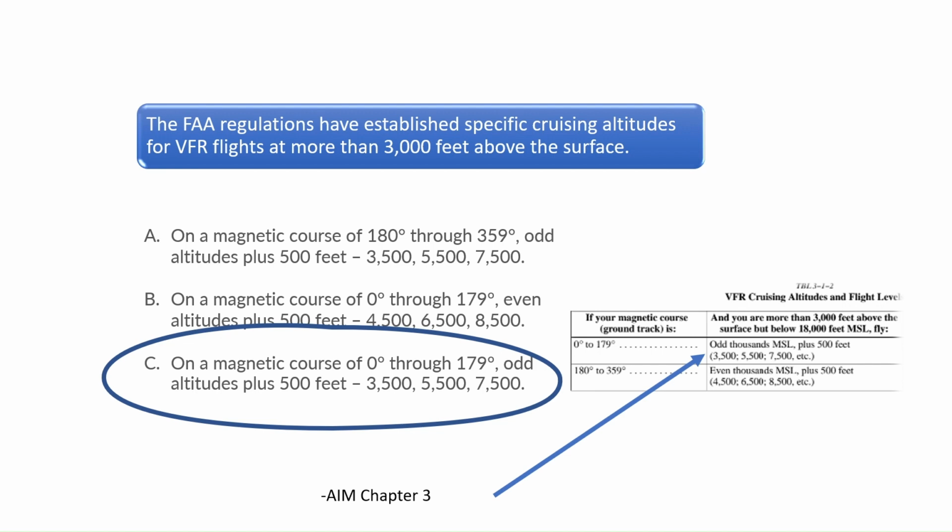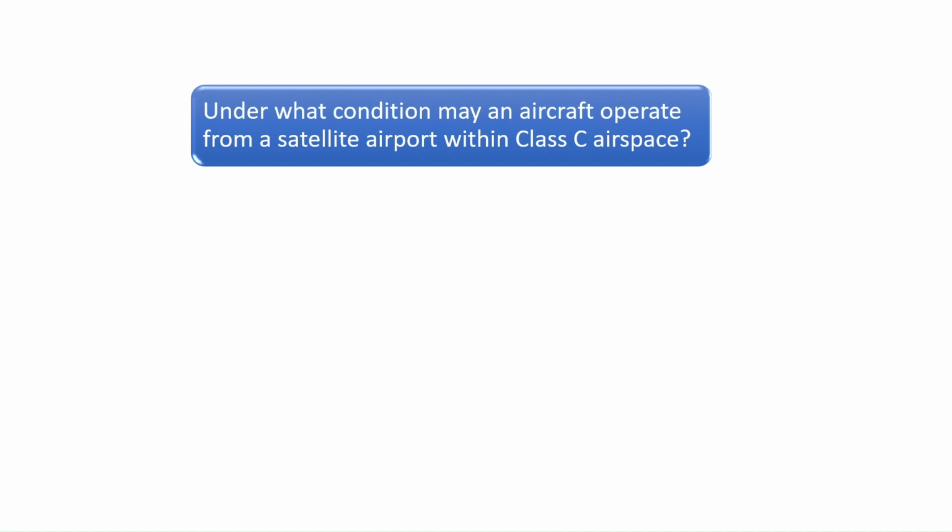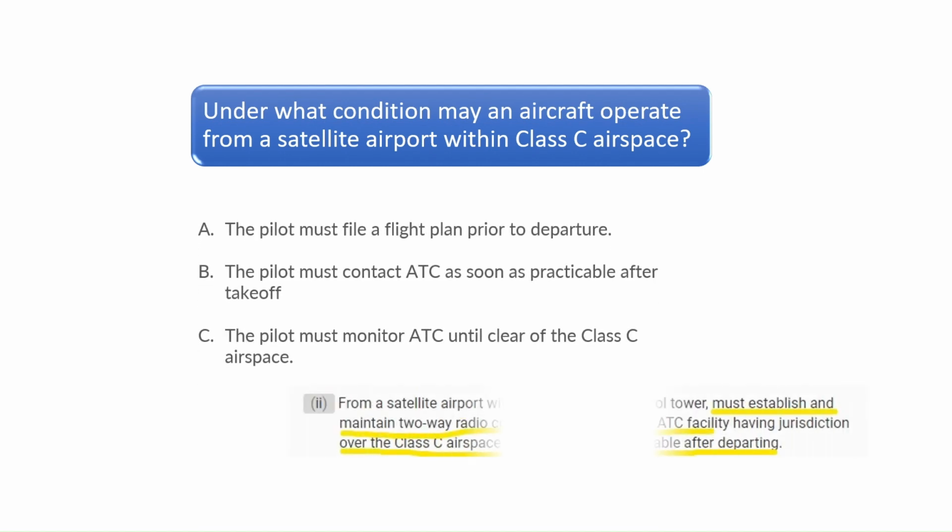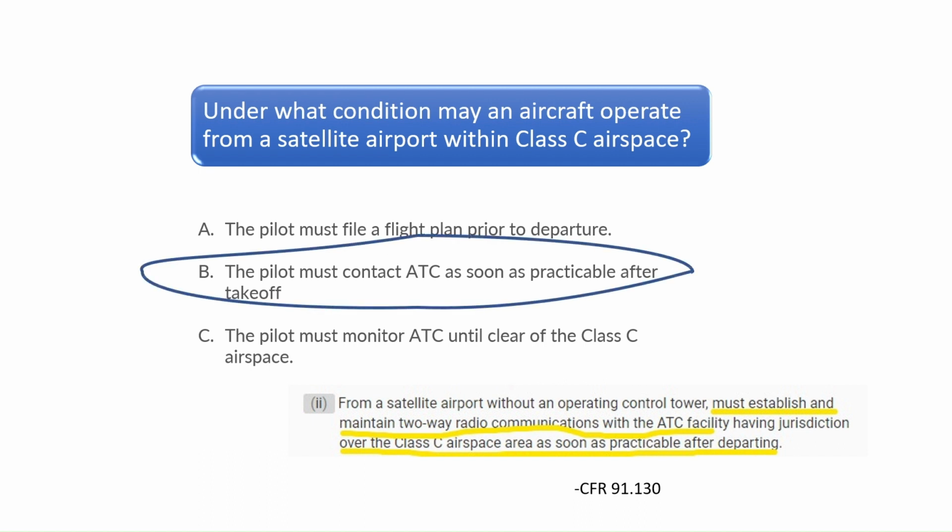On to question 2. Under what condition may an aircraft operate from a satellite airport within Class C airspace? According to CFR 91.130, a pilot operating from a satellite airport without an operating control tower must establish and maintain radio communications with the ATC facility having jurisdiction over the Class C airspace as soon as possible after takeoff. The correct answer to question 2 is B.